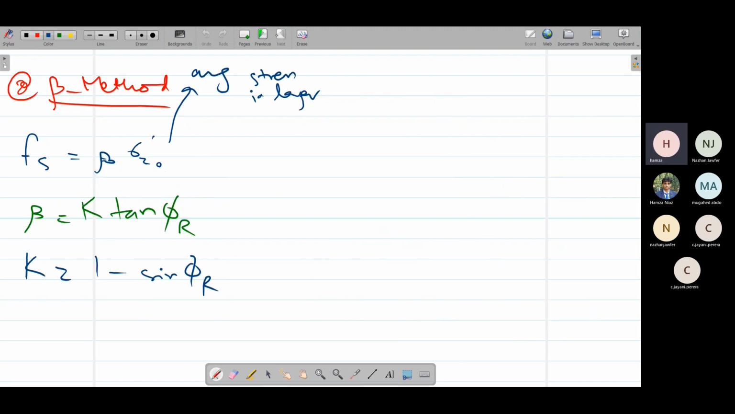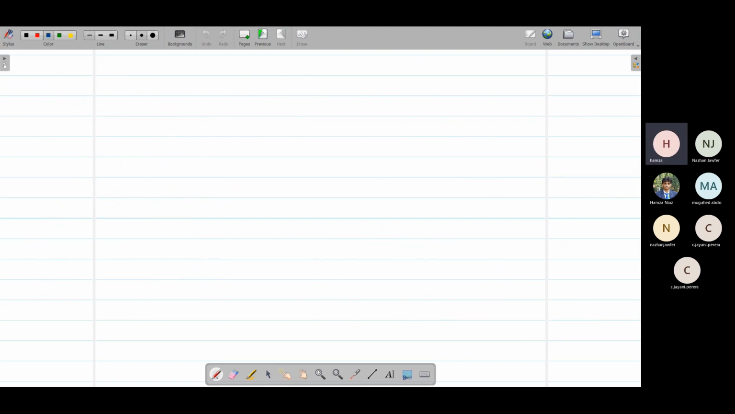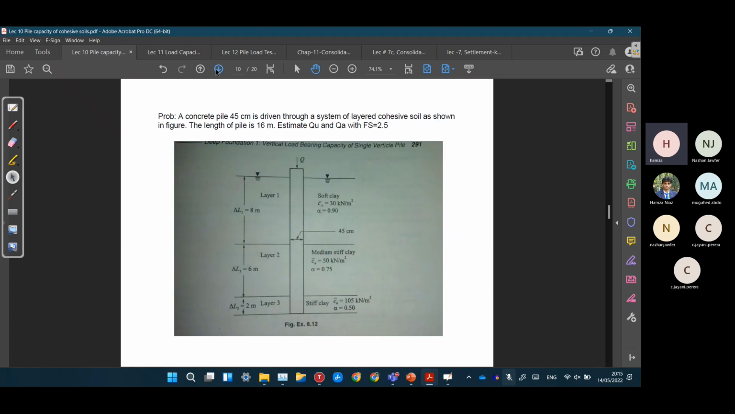So for example, for a 3 strata layer, if we use the beta method, this is exactly the same as what we discussed for sand. Simply, Qb here would be 9 times Cu. So what Cu value would be used? We will use the Cu value where the tip is lying. Like in the sand, we used the phi value where the tip was. Now we'll use the Cu value for the tip. So 9 times 105 will give us this Qb value.